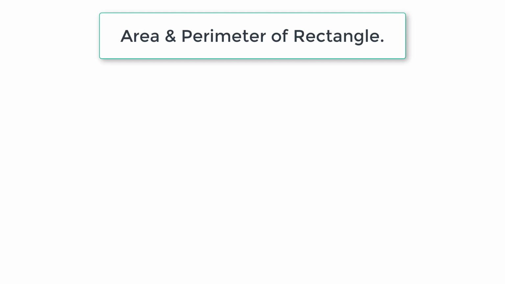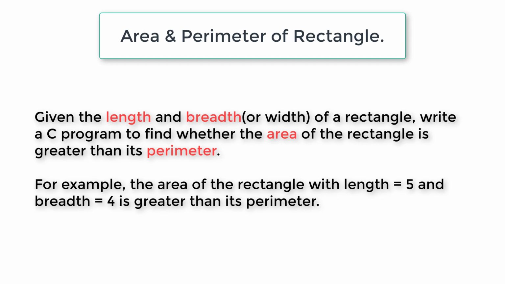Let's write a C program to find area and perimeter of a rectangle. So the problem statement is, given the length and breadth or the width of a rectangle, write a C program to find whether the area of a rectangle is greater than its perimeter. For example, if the area of the rectangle with length 5 and breadth 4 is greater than its perimeter, okay?